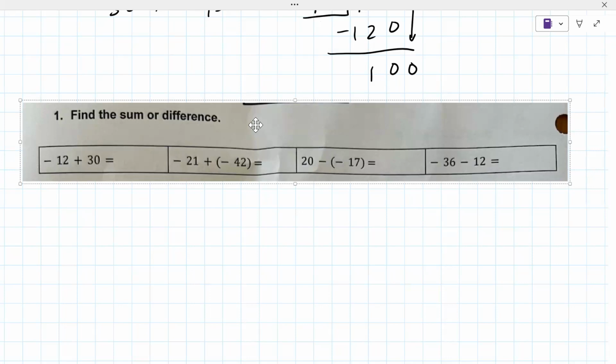Cool. All right, well, let's have you take a look at these. This is all stuff from your test, so I think this will go pretty well here. Go ahead and work these out and let me know what you come up with. 12 plus 30.